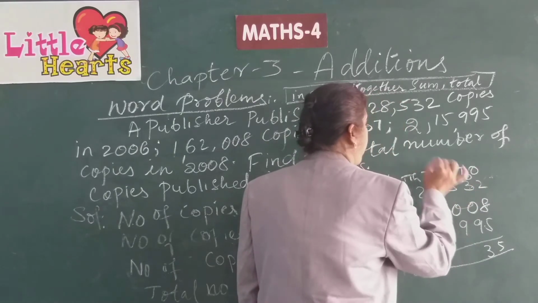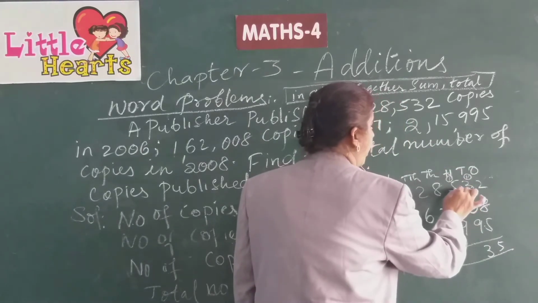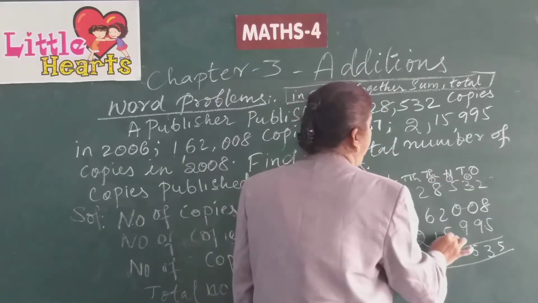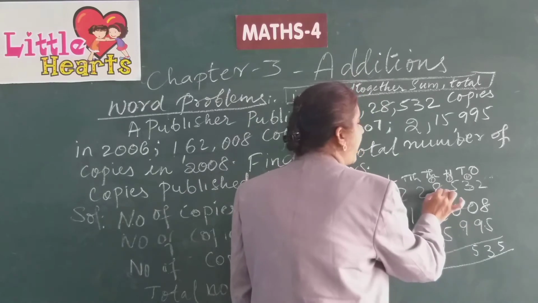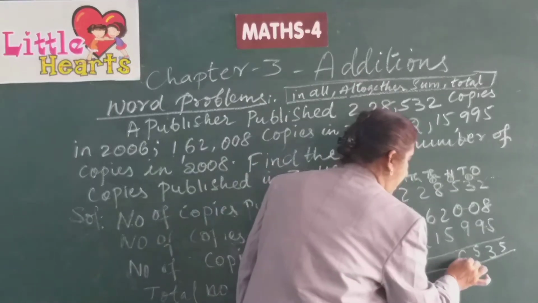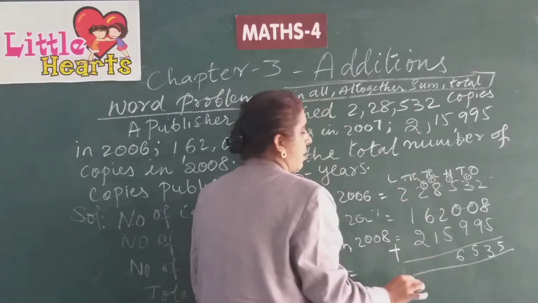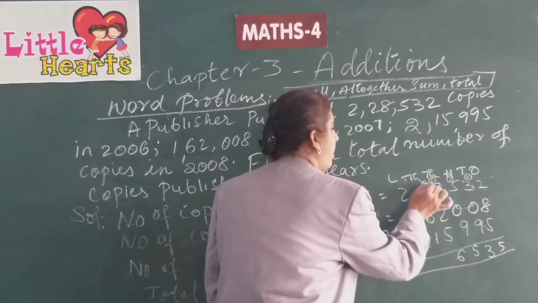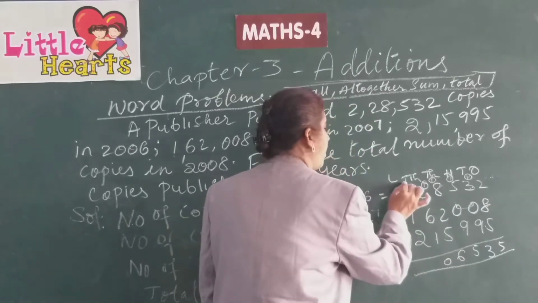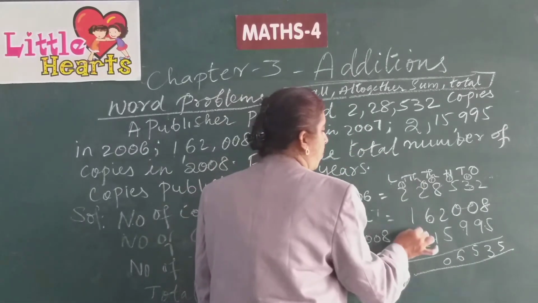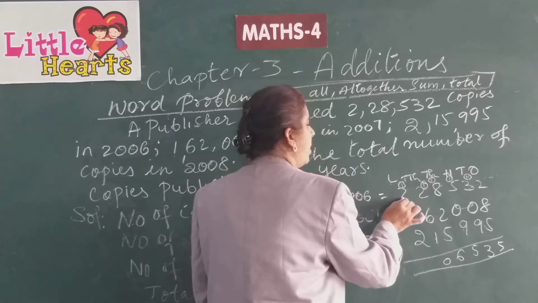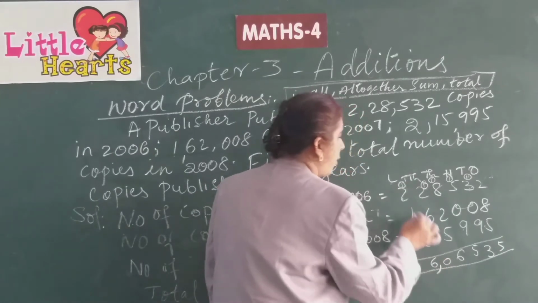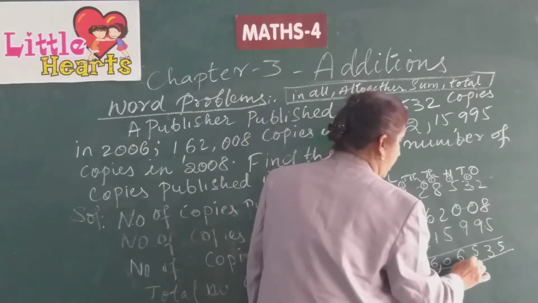Carry 1 to hundreds. 9 plus 5, 14 plus 1, 15. Carry 1 to thousands. 5 plus 2, 7. 7 plus 8, 15. Plus 1, 16. Carry 1. 1 plus 6, 7. 7 plus 2, 9. 9 plus 1, 10. Carry 1 to lakhs, please. 2 plus 1, 3. Plus 2, 5. 5 plus 1, 6. Never forget to add the carryover ones.